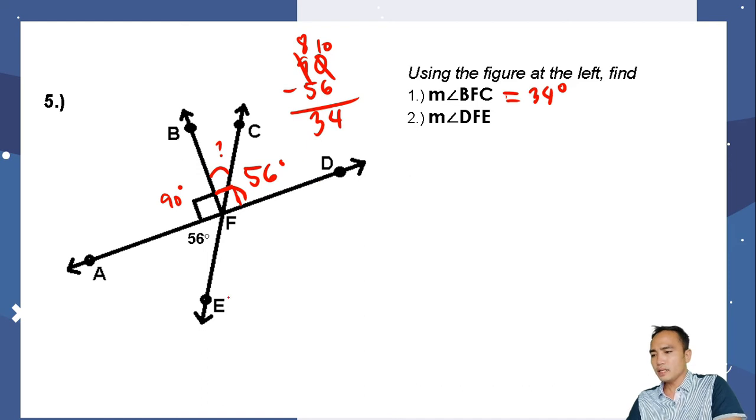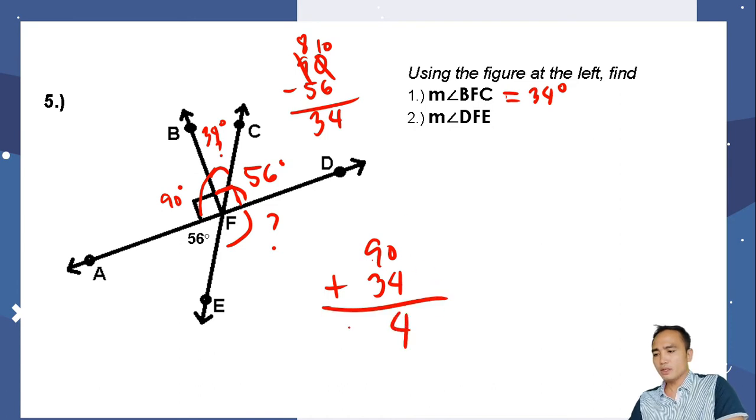Okay, number 2, we have to find the measure of angle DFE. So DFE is here. What is the measure of angle DFE? Okay, so we have already answered the measure of angle BFC, that is equal to 34 degrees. Okay, so angle AFC and angle EFD are vertical angles. Okay, so just get the sum of these two angles, 90 plus 34. Okay, that is equal to 124. Therefore, the measure of angle DFE is equal to 124 degrees. Okay.